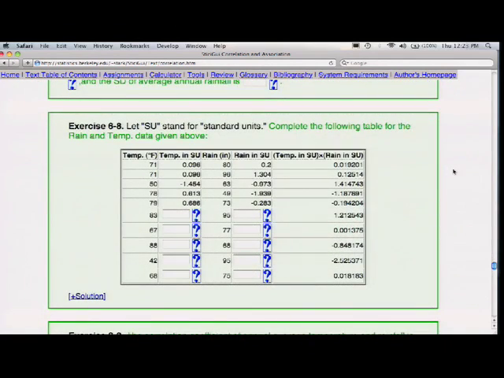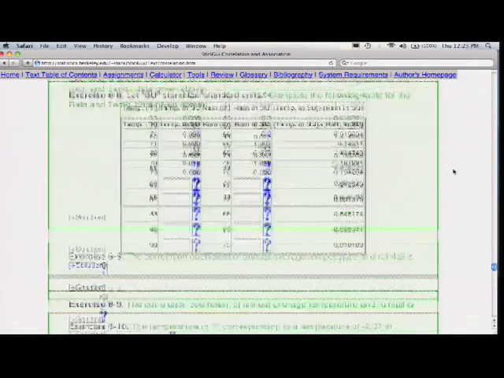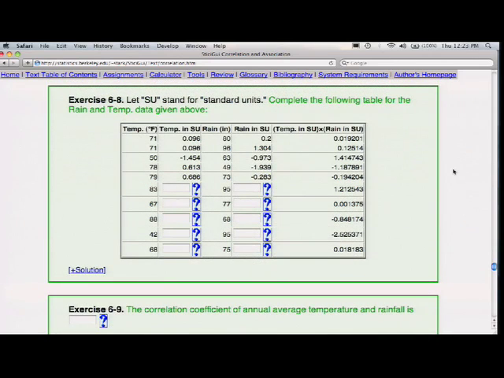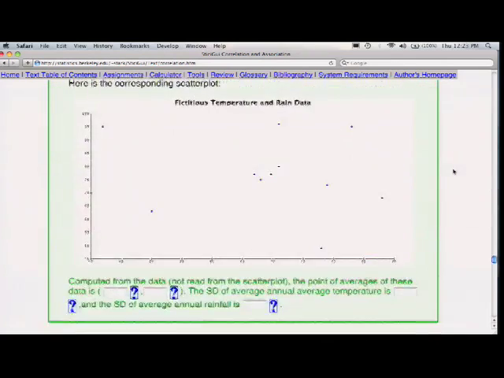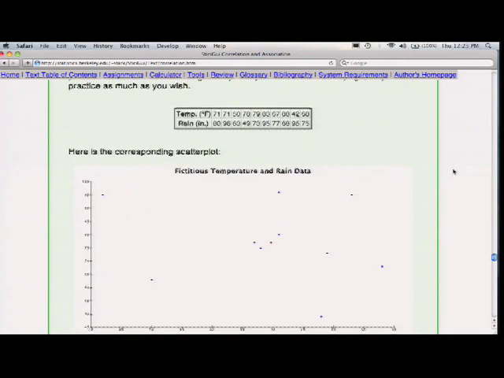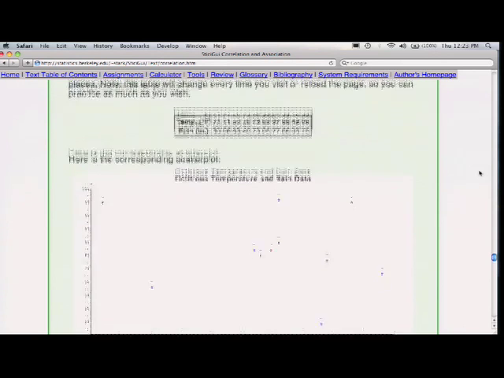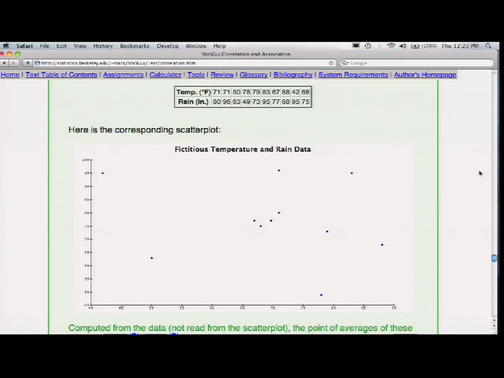Let's just do a quick fill in the blank for a couple of these to get the rhythm of the calculation and then go on. So here's an example. There's a scatter plot of some fictitious rain and temperature data: average temperature over the year and average rainfall in inches in 10 made-up places. It looks like a pretty weak association, maybe slightly negative, because this point is going to tend to pull a line to have negative slope.